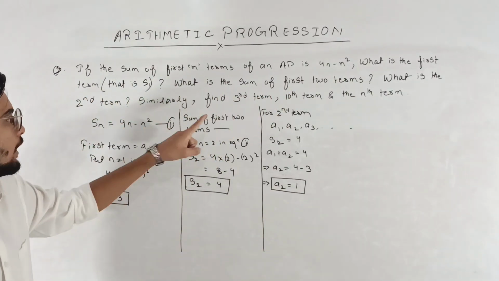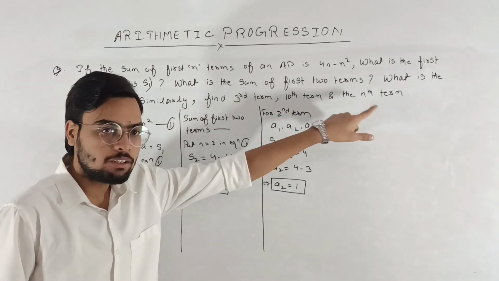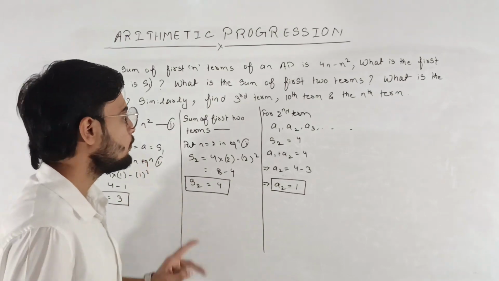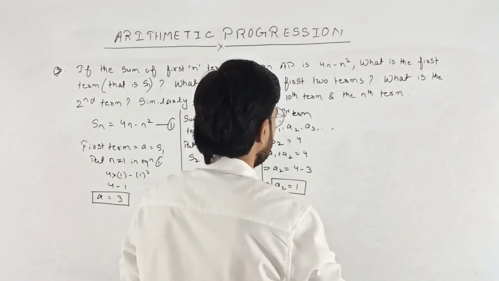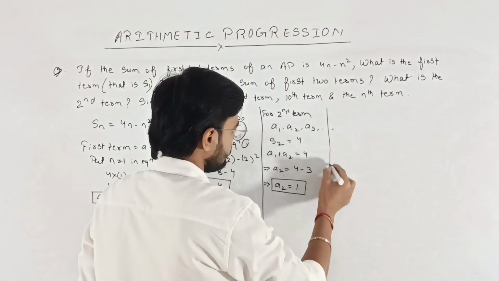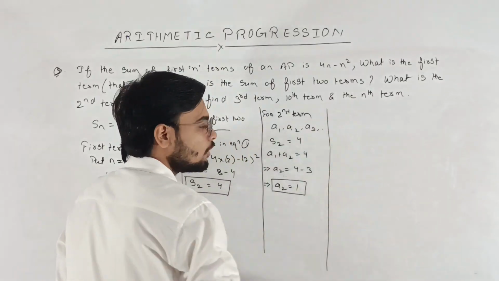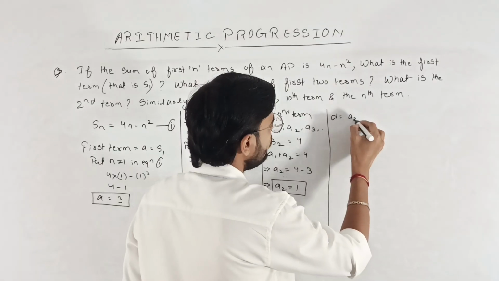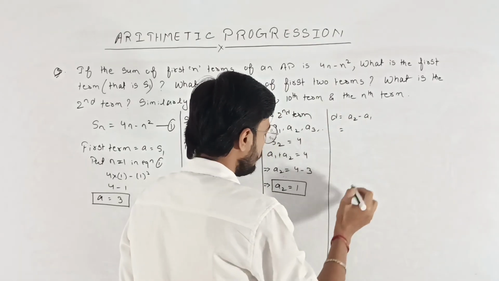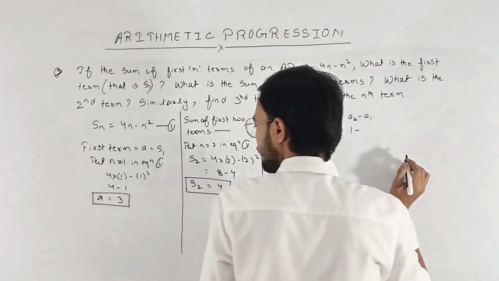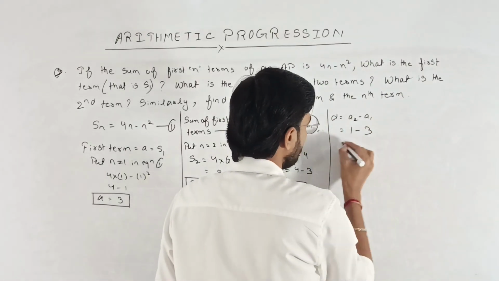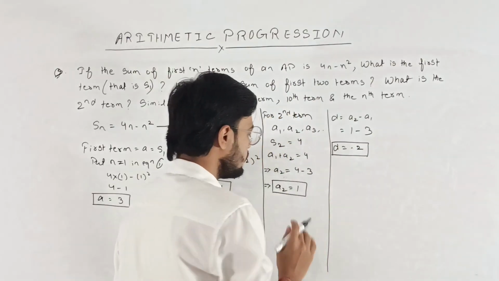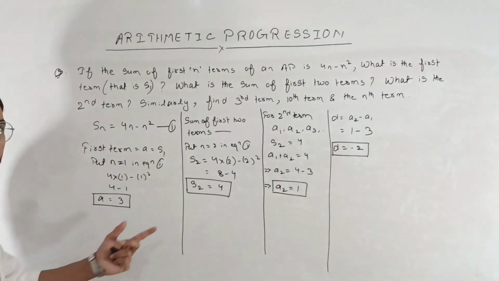After this, we have to find the third term, 10th term, and nth term. Now for the nth term, we have to find D first. I have A1, A2. Then for the nth term, first we have to find D. So now find D. D is the common difference, which means A2 minus A1. So A2 is 1 minus A1 which is 3. So from here D is minus 2.